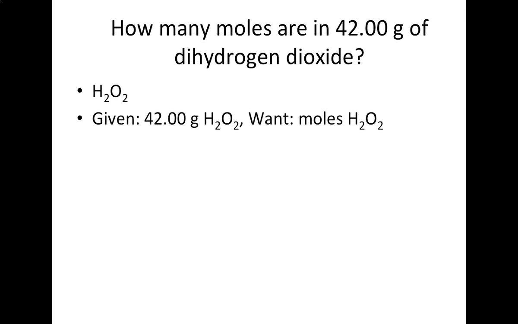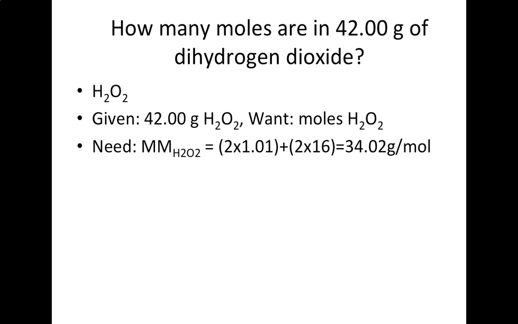So we always want to write out the givens and what we want. And at this stage of the game, it's like, why are we bothering to do that? Well, we're bothering to do it to get into the habit because you're going to need it the more complex it gets. So I am given 42.00 grams of H2O2, and I want moles of H2O2. I'm going to need a molar mass, and I need the molar mass of H2O2, so I'm going to put out need. I need molar mass of H2O2, and I calculate that now by looking at the periodic table.